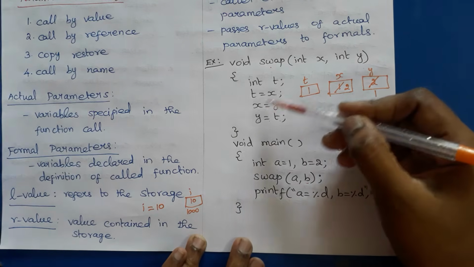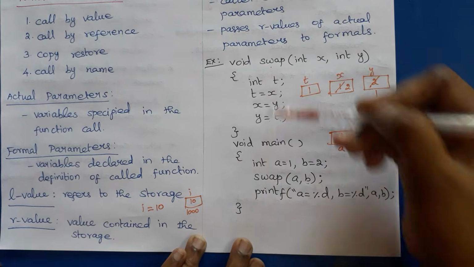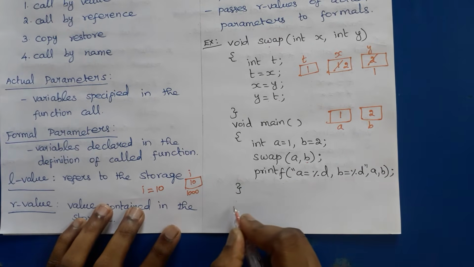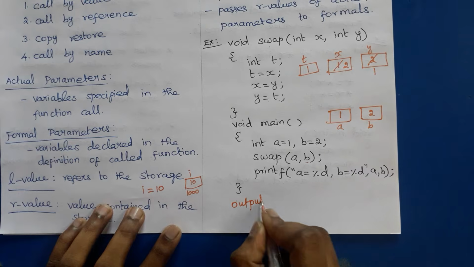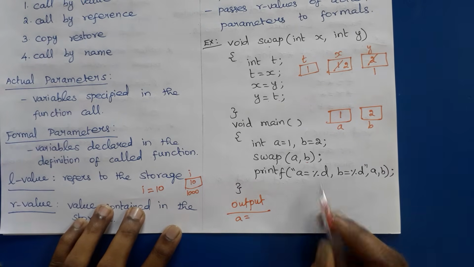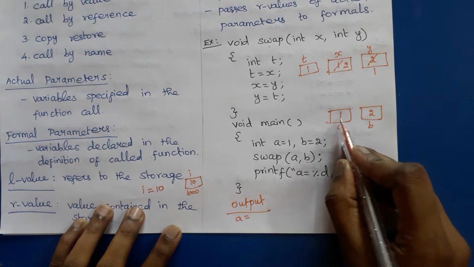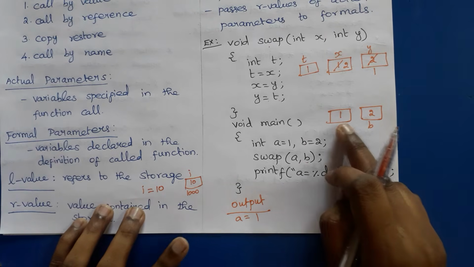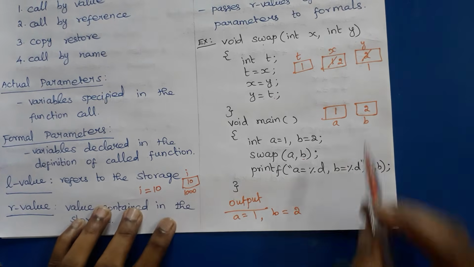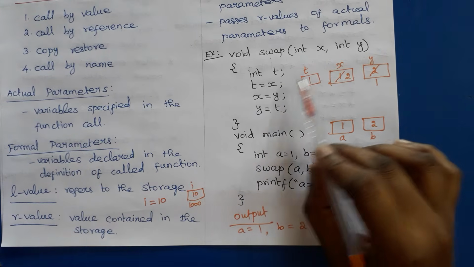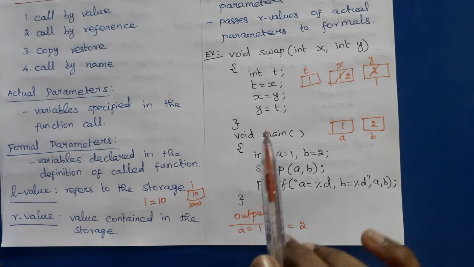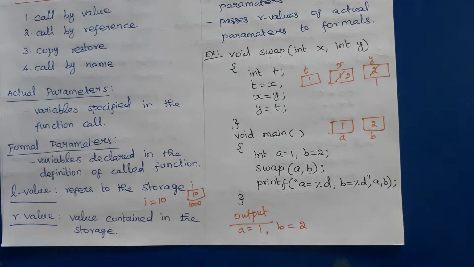But after control returns from the called procedure to the calling procedure, it evaluates the printf statement. So what is the output of this code? A equals the value of A, which is 1. There is no change in A and B. Comma B is equal to 2. So here formal parameters will not affect the value of actual parameters. This is what happens in call by value.